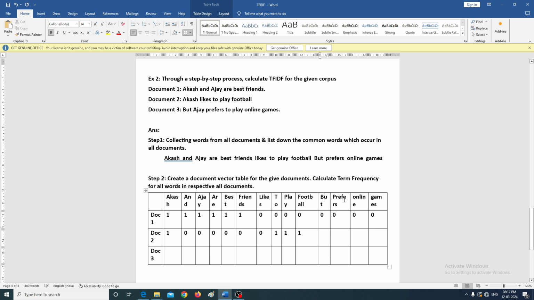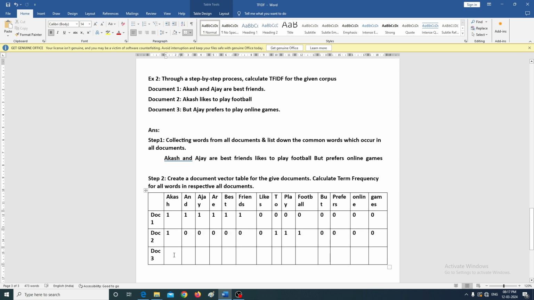But, prefers, online, games, these words are not available in document 2. So the term frequency of these words would be 0. So I am filling 0 here. This is the term frequency for all words in document 2. We have completed document 2.